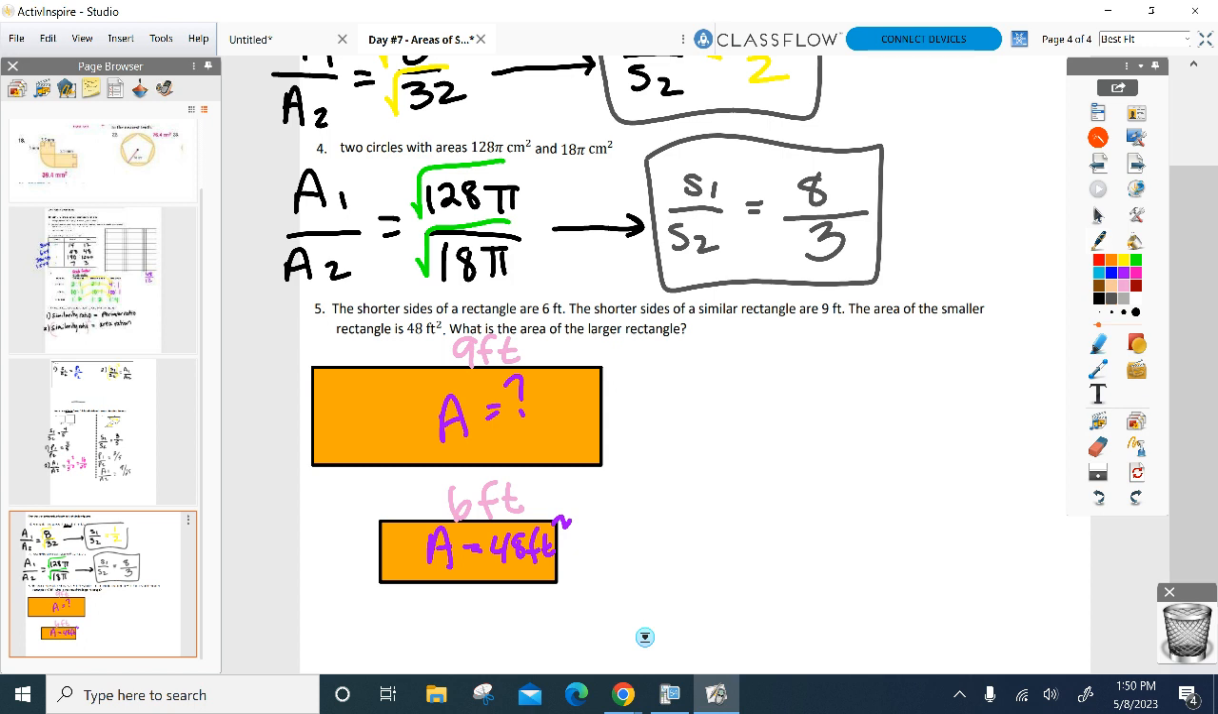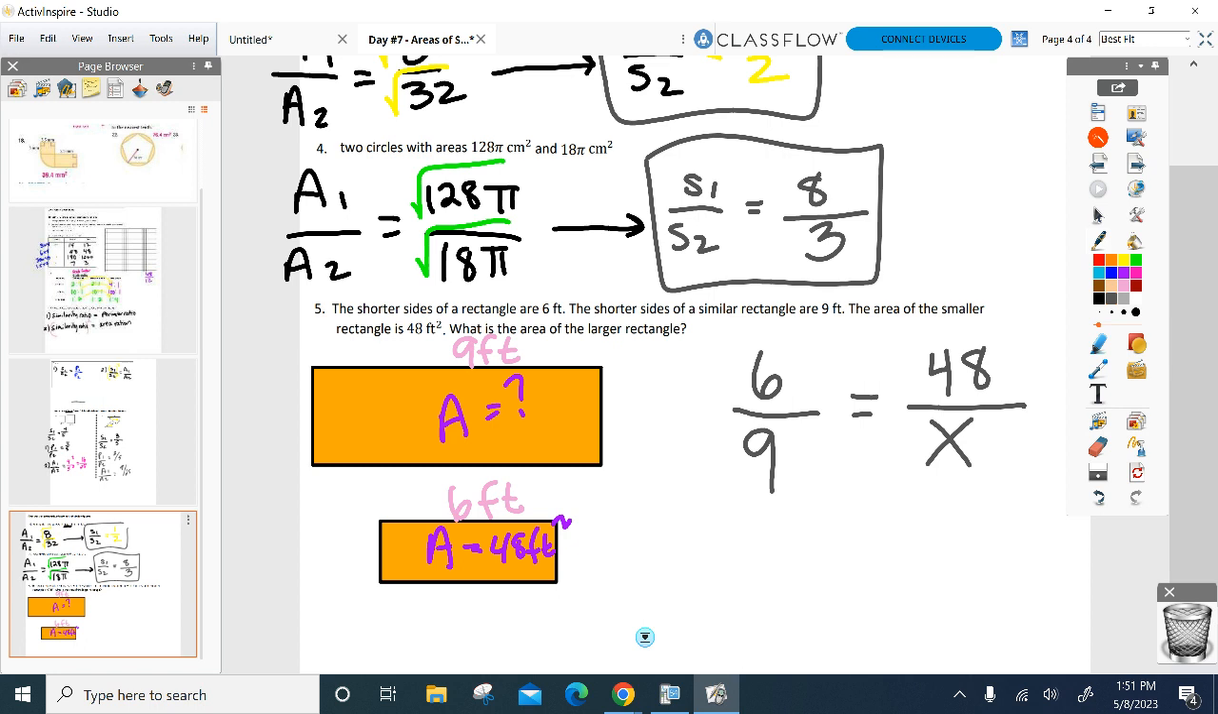I want to do it using the rules we've been using. So if you're doing this right now, there's the side ratio, 6 over 9. That's equal to, let's see, 48 belongs to the smaller rectangle, so it's across from the 6. What's the area of the larger one? If you're writing that down and solving it, I didn't do a good job today.